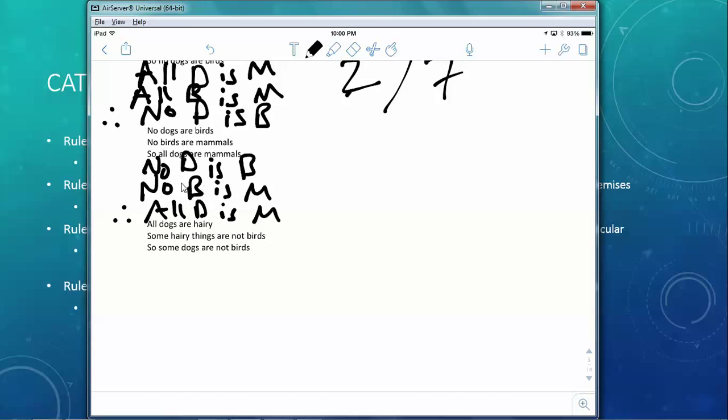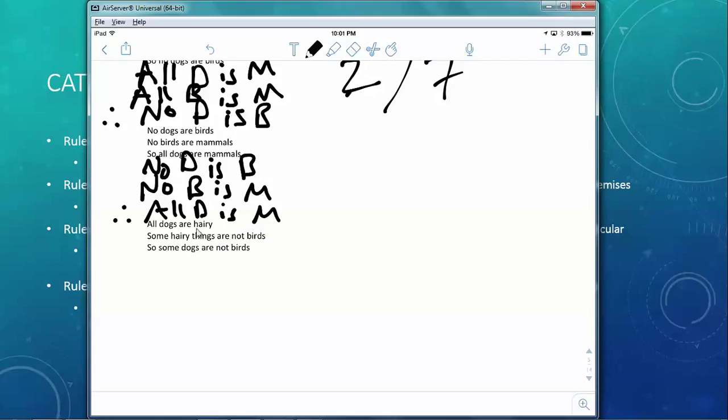Let's see here. Rule number 1, four-term fallacy. There are only 3 terms. Rule number 2, undistributed middle fallacy. The great thing about no's is that both of these things are distributed. So if you have a no as a premise, you don't have an undistributed middle, because there's got to be a middle term in both premises, and the no takes both of these as distributed. So that makes it pretty sweet.